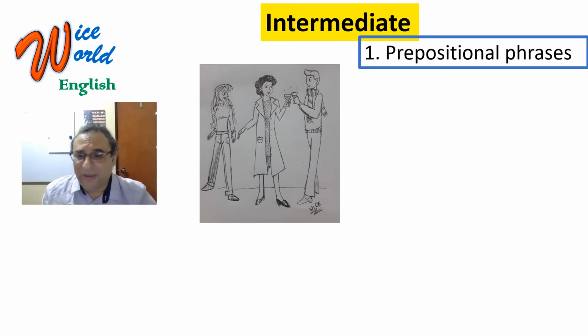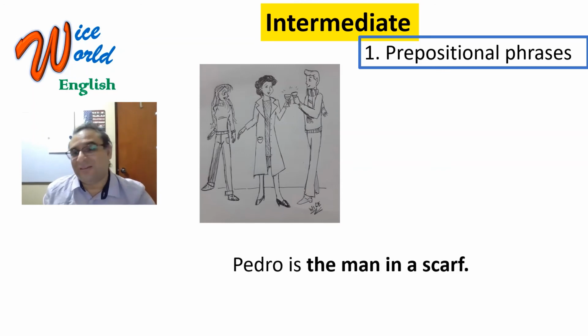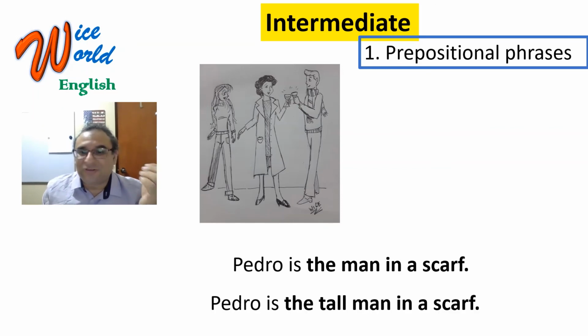Okay, what about Pedro? Remember Pedro and the scarf? Pedro is the man in a scarf, right? Once again, Pedro is tall or short, right? Super tall, so you say that. Pedro is a tall man in a scarf. Okay, that's Pedro, because the other boy who is wearing a scarf is not tall. No, so that's not Pedro. Pedro is the other one. So you identify Pedro, right?